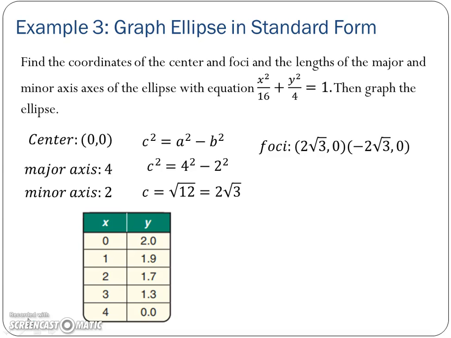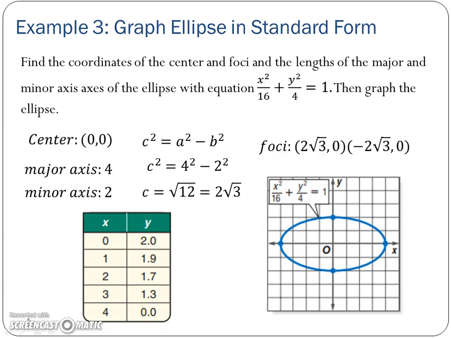So then we're going to graph these points. We're going to graph the intercepts, (negative 4, 0), (4, 0), (0, 2), and (0, negative 2), and we get our ellipse here.